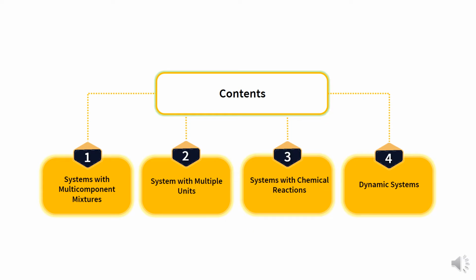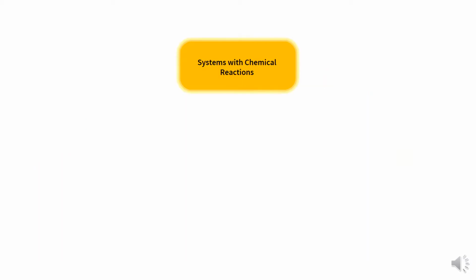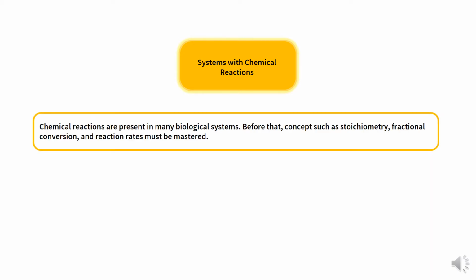In the previous segment, we already discussed systems with multi-component mixtures and systems with multiple units, and now in this segment we will discuss systems with chemical reactions. Chemical reactions are present in many biological systems. Before that, concepts such as stoichiometry, fractional conversion, and reaction rate must be mastered.